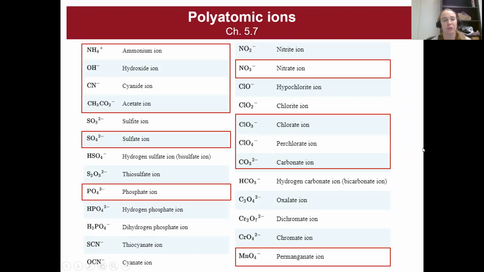Howdy class. So today I'm going to talk to you about something called polyatomic ions. So we've talked about ionic compounds and we've talked about molecular or covalent compounds, but polyatomic ions are ions that are composed of covalent bonds. So these are multi-atom, or polyatomic, ions. We have more than one type of atom making up these ions.